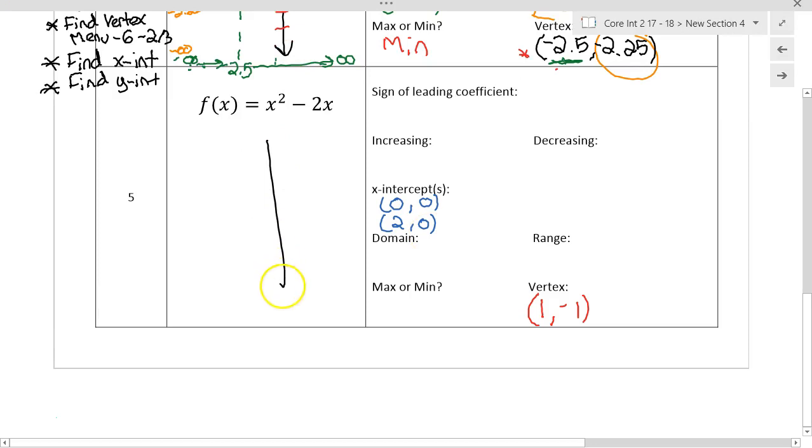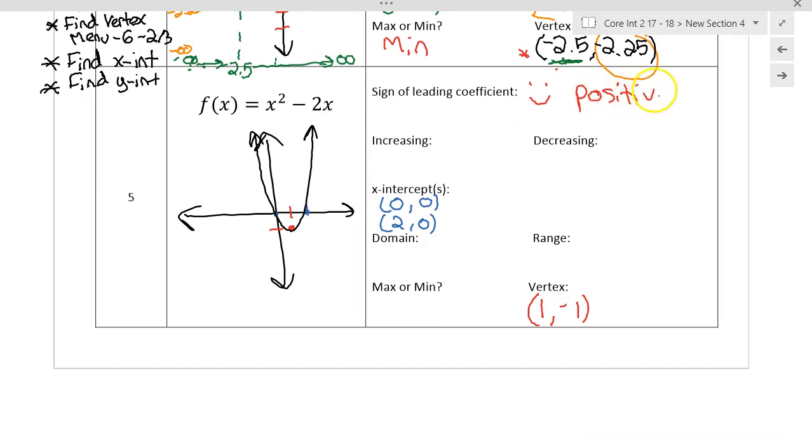So let's draw this graph really quickly. Vertex is at 1, negative 1. X-intercepts are at 0, 0, and 2, 0. Easy enough. Then it looks like a smile. Then, final leading coefficient, again, like I just said, it looks like a smile, so it's positive. We'll skip increasing, decreasing. We did that on x-intercept. Domain and range is last. Max or min? Again, this is another one that has a min.